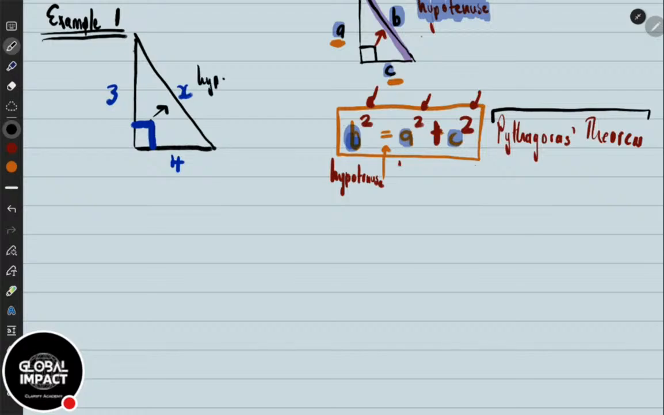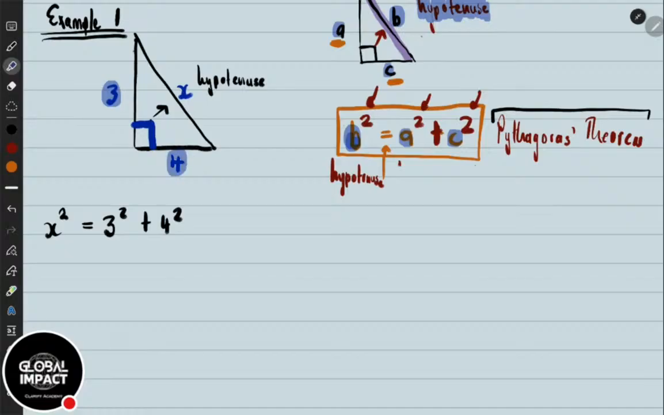Here it is. So this becomes my hypotenuse, the x. And what does it do? He goes on his own side. So x squared is equal to the other two sides, which is 3 squared plus 4 squared. Okay, the other two sides.